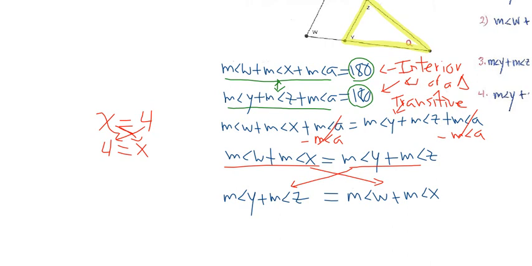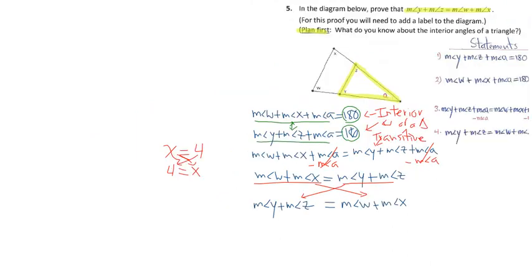And with that, we can see that we have exactly what we want at the end. So we did this by using the symmetric property. And this by using subtraction, the subtraction property of equality.